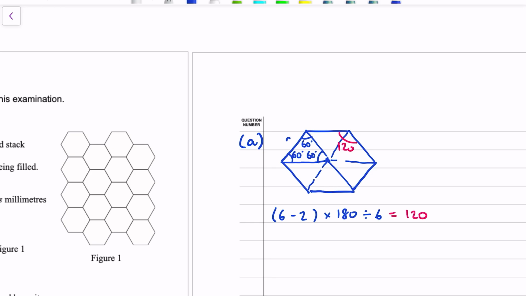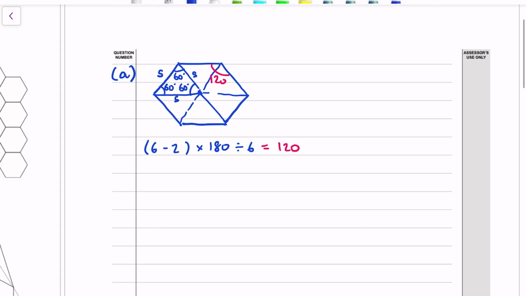The side length of the hexagon is s, meaning that these two sides here are s. We use either right angle trig or level 2 trigonometry. Probably quicker to do that and go area of a triangle is half AB sine C. A and B are both s in this case, and the C is the angle between A and B. So we go half times s squared times the sine of 60 degrees.